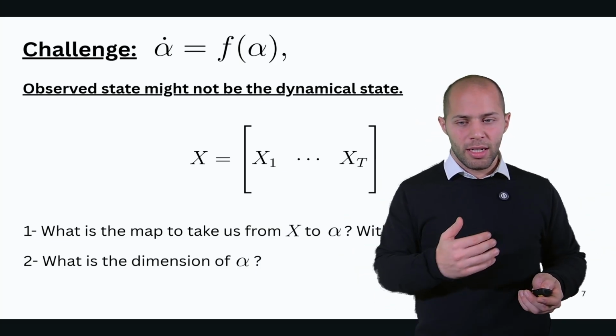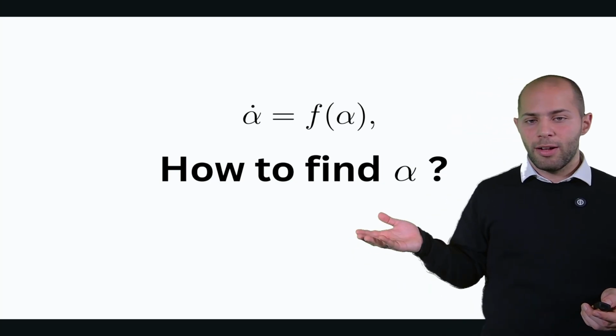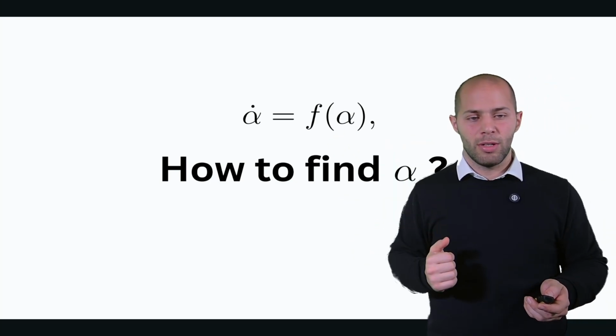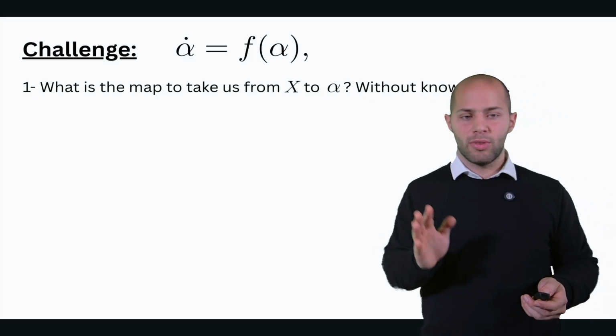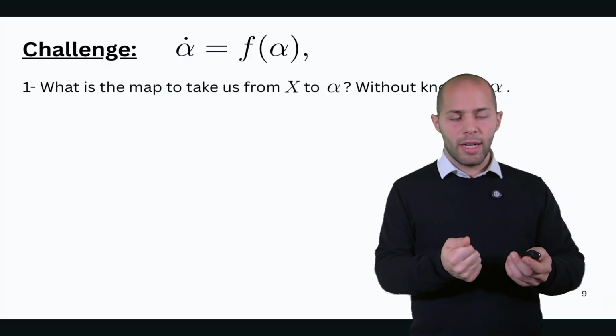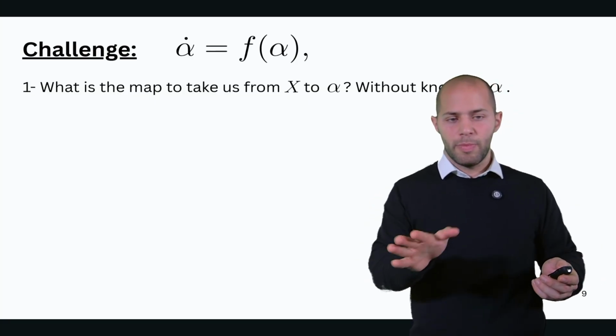And so both of these questions can be summarized in one big question, which is how to find alpha before we try to learn alpha dot equal to f of alpha. So let's tackle the first question: how to find a map that takes us from x to alpha. What we're trying to do here is find a compressed representation by saying alpha should be important compared to x.